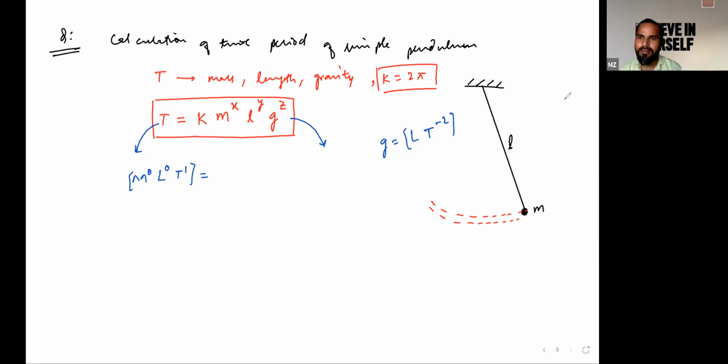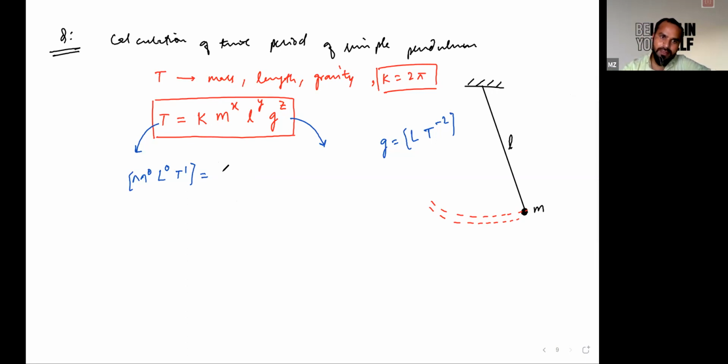Nida, it may be your typing mistake or something else. Y would be Z and Z would be Y, and X would be something different. Just check your calculation. Riba, check the exponential for Y. Just see, this is K, which is the dimensionless part, so remove it.